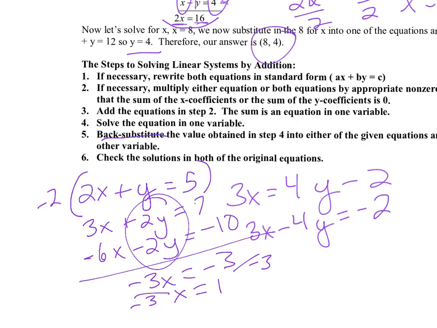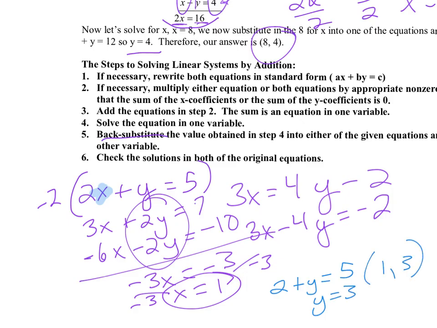Okay, it's taking that x value of 1, and I'm going to plug it into this equation right there for that x. All right, so what I would get would be 2 times x, 2 times 1 is 2, plus y equals 5, subtract 2, y is 3. So my answer would be 1, 3. Okay, that's basically the process we're going to be using.